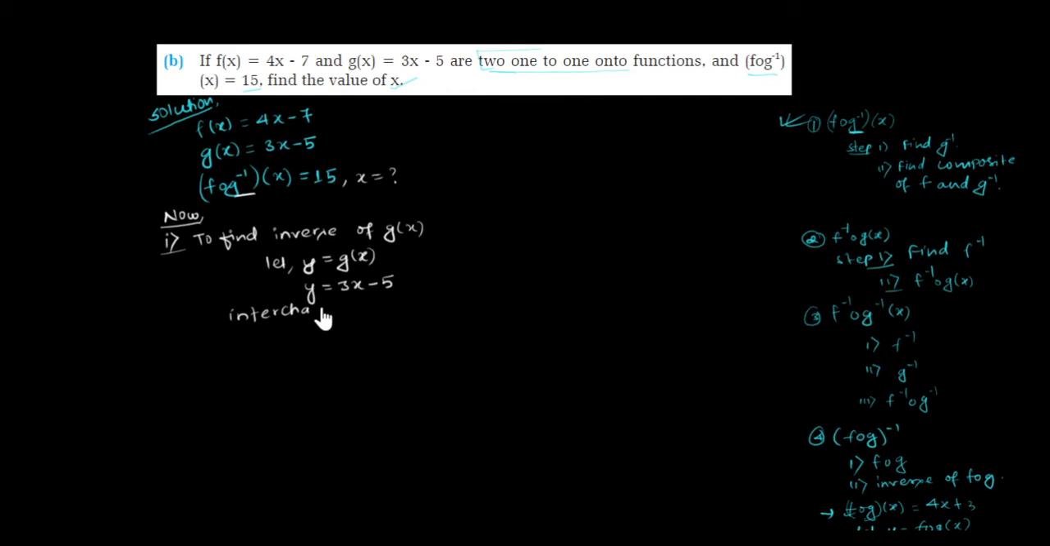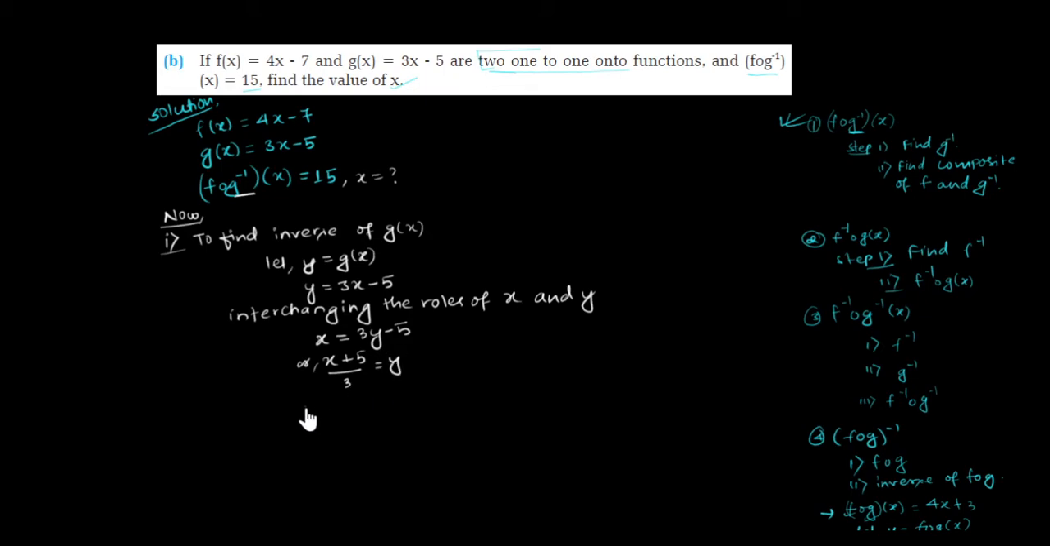Interchanging the roles of x and y. What we get here? x equals 3y minus 5, and you need to find the value of y. To find the inverse after interchanging the roles, you will get (x plus 5) by 3 equals y.